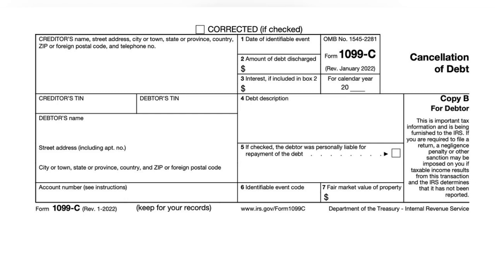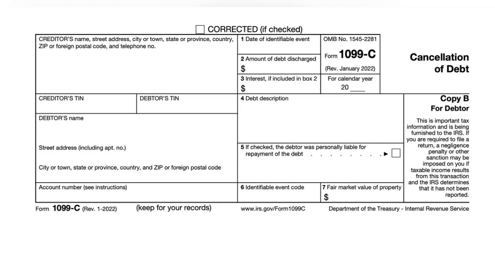Okay, let's go step by step. At the top of the section, you'll see the creditor's information. This includes their name, address, and phone number. And right next to it, you'll find boxes for the date of the identifiable event and the amount of debt discharged. The amount shown here is the total debt that was canceled.